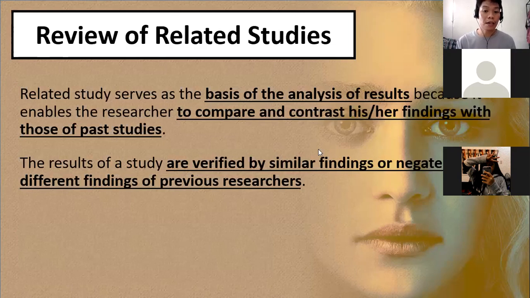Okay, review of related studies. Related study serves as the basis of the analysis of results because it enables the researcher to compare and contrast his or her findings with those of past studies. The results of a study are verified by similar findings or negated by different findings of previous researchers. So you can use the related studies if your findings are consistent with the previous studies or if there are differences, so that there's a point wherein you can make an argument or debate. So you need to explain the relatedness and the difference of your study.